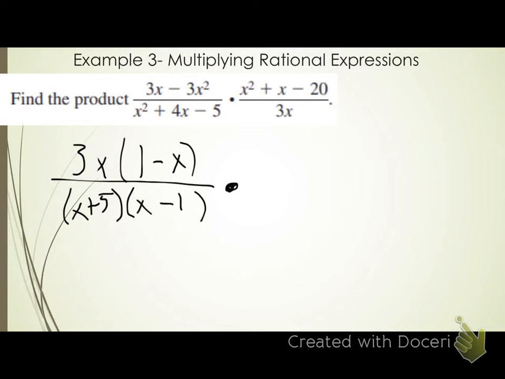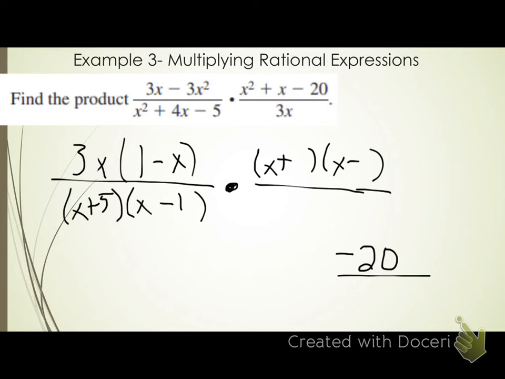So x squared plus x minus 20. I got my two sets of parentheses. X plus 5, and our variable is x. What are my two signs? One's a plus, one's a minus. Now I'm looking for two numbers that multiply to give me negative 20, add to give me 1. 5 and negative 4.